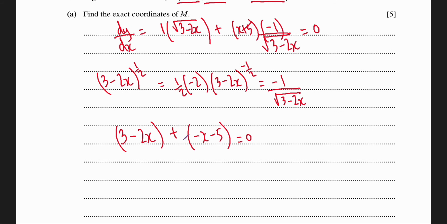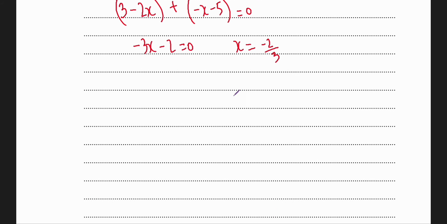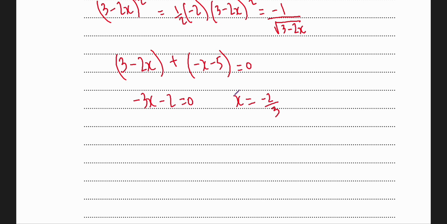Well, 3 minus 2x plus minus x minus 5. So you can put the like terms together. So you have minus 3x minus 2 is equal to 0. And then you get x is equal to negative 2 over 3. Which makes sense because x will be on the negative side. So that's making sense so far. So you have x is equal to negative 2 over 3.